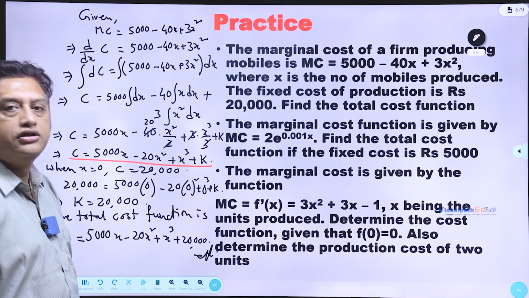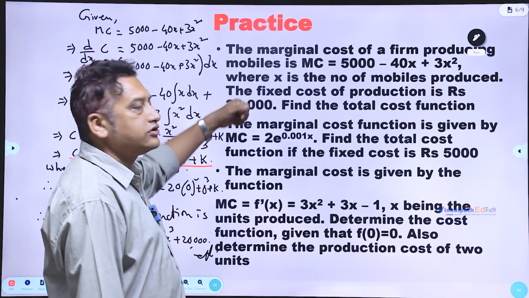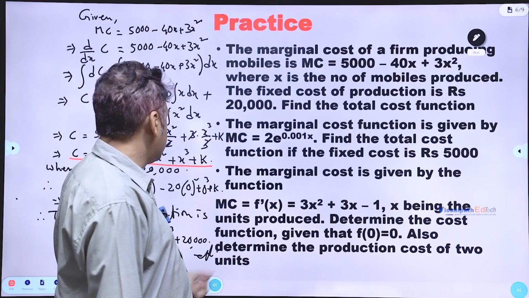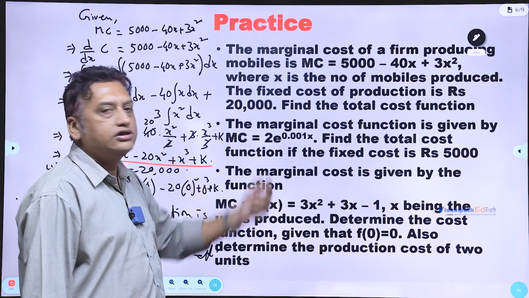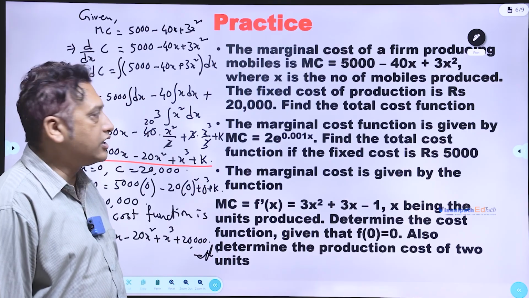20,000 is the value of the constant. So that's how we found it. From the marginal cost, we got the total cost function, and we also got the constant's value using the information that the fixed cost of production is 20,000.